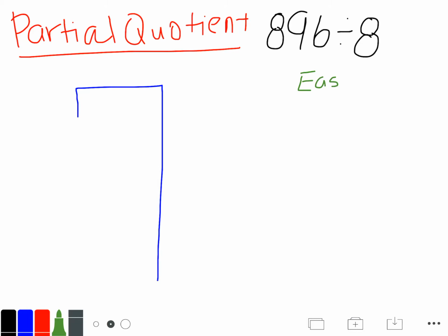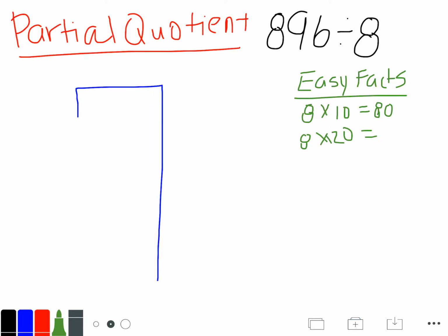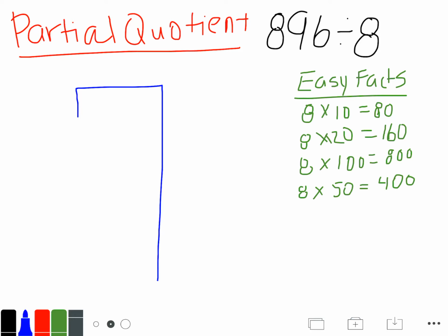What I'm going to do is first do my easy facts. My easy facts are going to be for my second part of my division, the 8, which is known as my divisor. So like 8 times 10 is 80. I could put down 8 times 20 equals 160. I'm going to probably put down 8 times 100, which I know is 800. I'll probably put down 8 times 50, and I think about that. Oh, that could be 400, so half of my 800. I might even throw down an easy fact later on when I'm doing the problem. That's always okay to add to your easy facts.